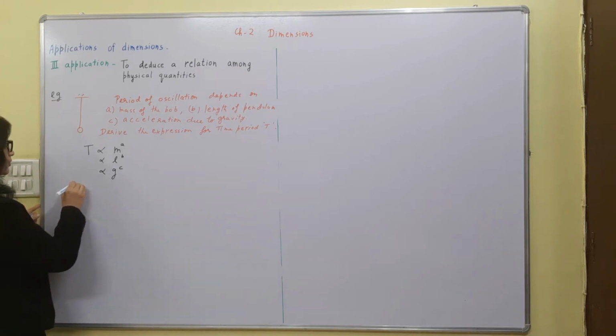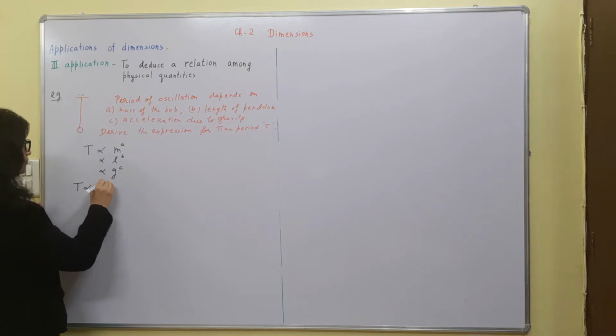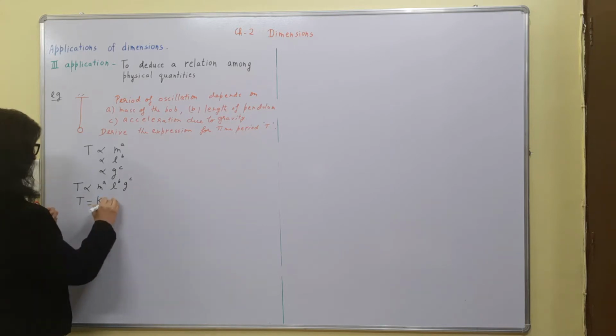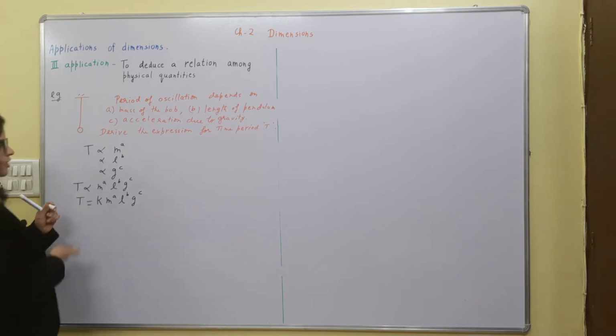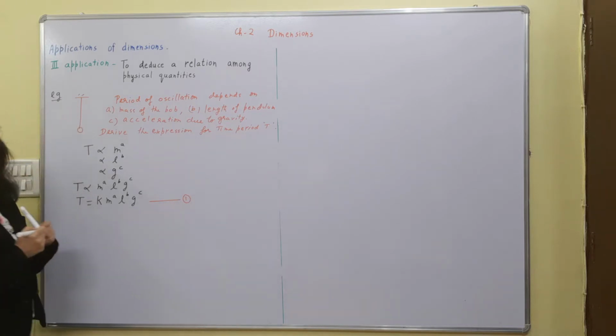Now combining these relations, we will write m to the power a, l to the power b and g to the power c. If we remove the proportionality sign, we can write a constant of proportionality and we can write this relation like this, right? So this is an important step which can be directly written instead of writing all these. So this is a very important step which can be marked as equation 1, right?